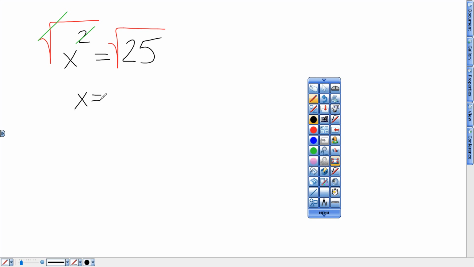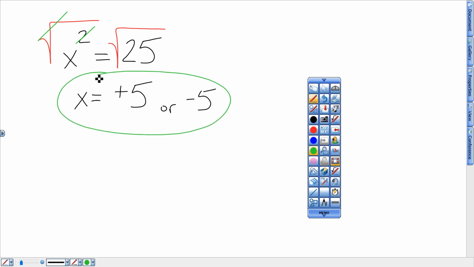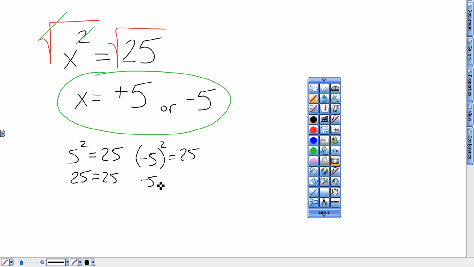But remember, for this, it's got to be two separate answers. It could be positive 5 or negative 5. These quadratics always have two separate answers. And what that means, if I took 5 and squared it, 5 times 5, that gives me 25. But when I square negative 5, remember by rule, negative 5 times another negative 5, that would also give me positive 25. That's why these have two answers.